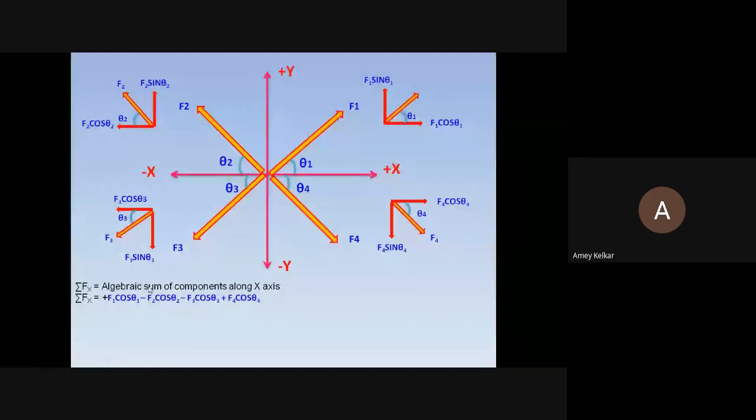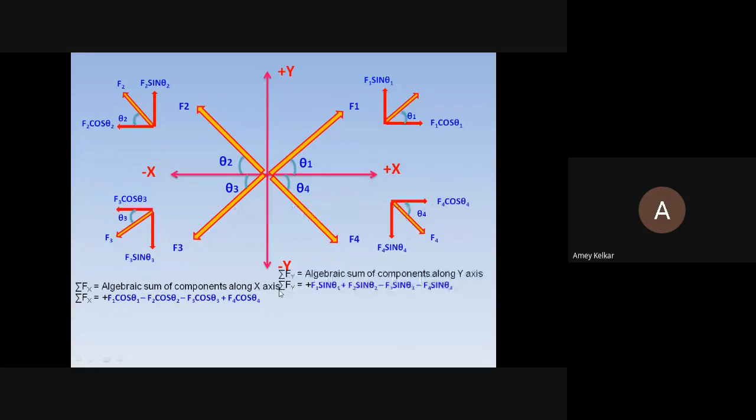And as you all have rightly told, F1 is going towards right side, so this is taken as positive. F2 is going towards left side, so it is taken as negative. Again, F3 is going towards left side, it is taken as negative. And F4 is going towards right side, again it is taken as positive. So 2 are positive, 2 are negative. This is algebraic sum of components along x-axis. Similarly, we'll get algebraic sum of components along y-axis.